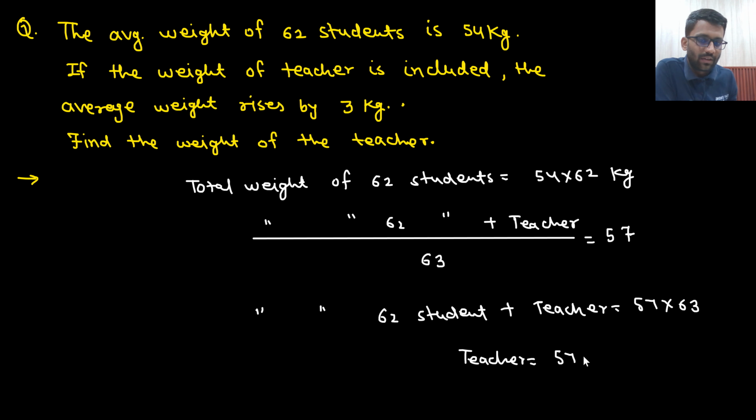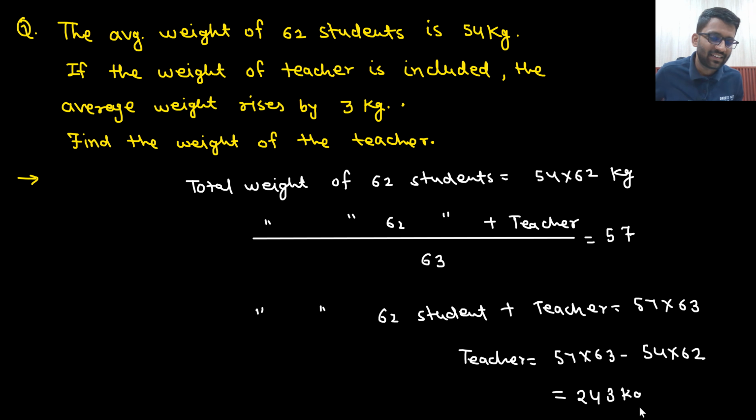So what that would be? 57 into 63 minus 54 into 62. That's it. So 57 into 63 minus, then I will put a bracket, then I will do 54 into 62. So that is 243 kg, which is not practically possible, but still it is what it is. Okay, so the teacher's weight they are saying is 243 kg.